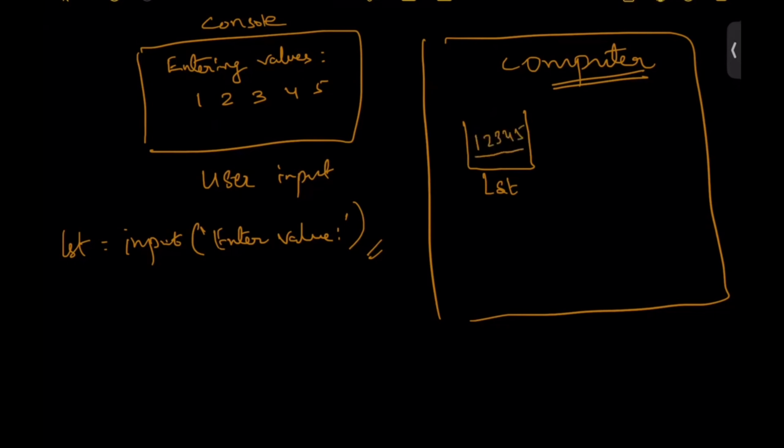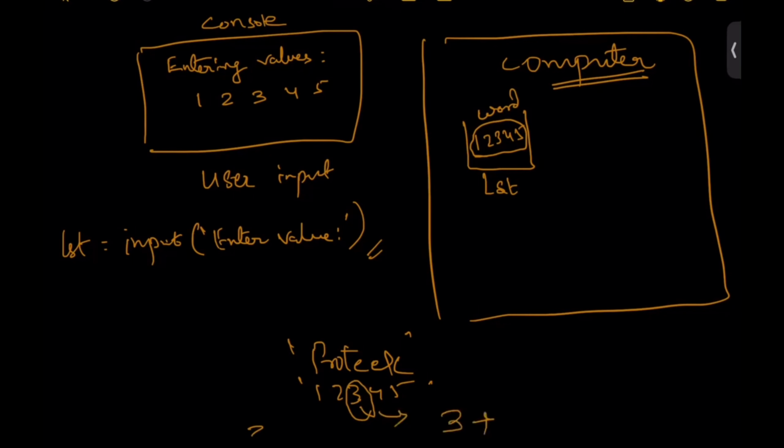This is not a number. This is one big chunk of word, a single word, like we have Pratik. It is only one element. Now I want to take out this value 3 and add 10 to it to get the result 13, but I cannot do this because this is a single word. Till now the computer understands this as a single word.